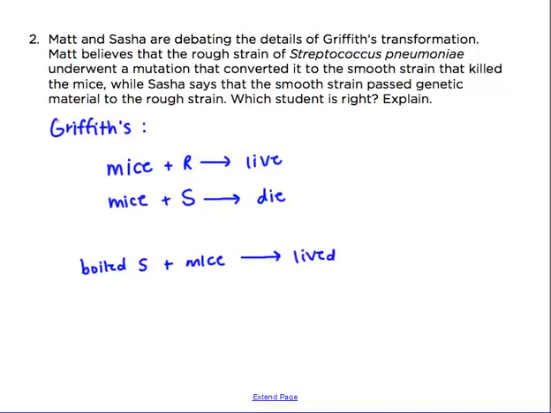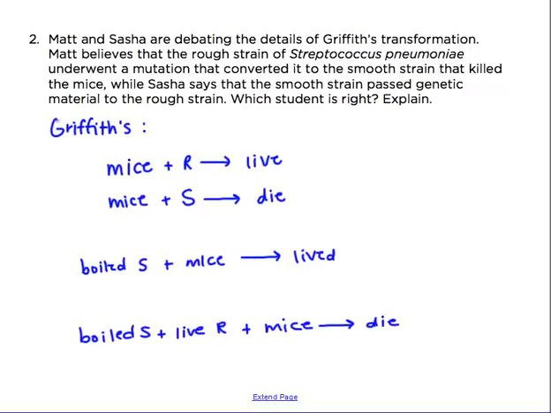And next what he did, he took the solution from the boiled S strain, added it to live R strain, and then gave it to the mice. And these mice died. So what happened? Here, the R strain, which in the beginning when it was by itself, didn't have any effect on the mice. They were healthy and they remained living. But when you added the boiled remains of the S strain, gave it to the R strain, and then injected that mixture into the mice, they died.